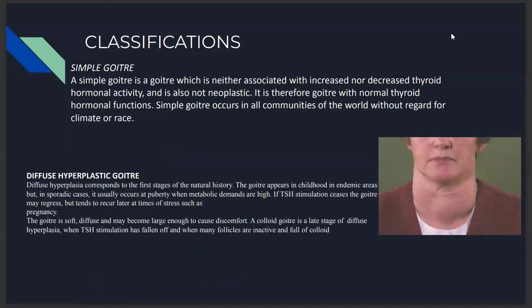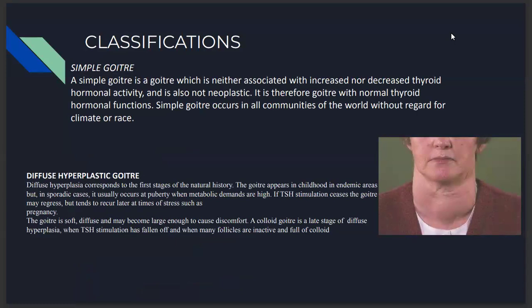A simple goiter is a goiter which is neither associated with increased nor decreased thyroid hormonal activity and is also not neoplastic. It is therefore a goiter with normal thyroid hormonal functions. A simple goiter occurs in all communities of the world without regard for climate or race. Under this simple goiter, we have the diffuse hyperplastic goiter. A diffuse hyperplastic goiter corresponds to the first stage of the natural history.